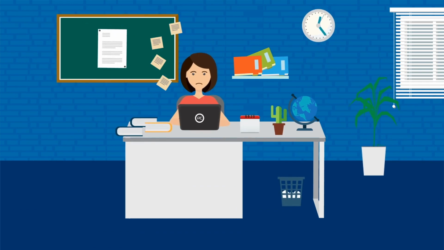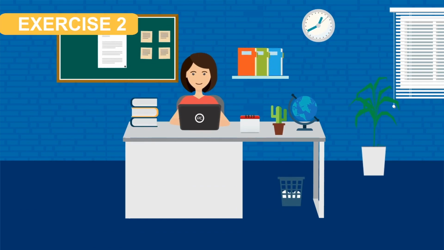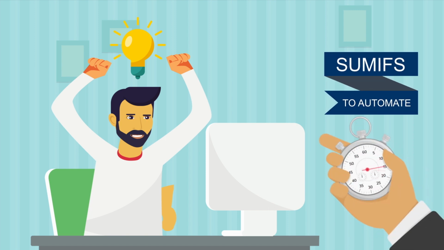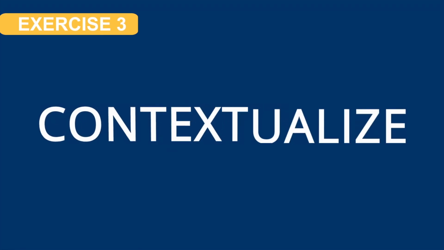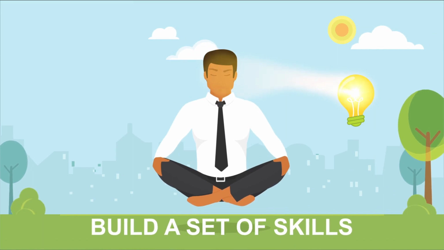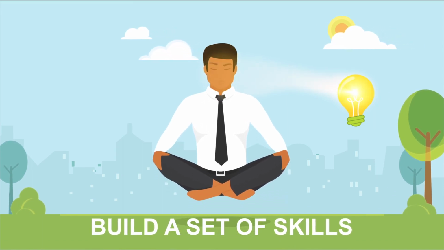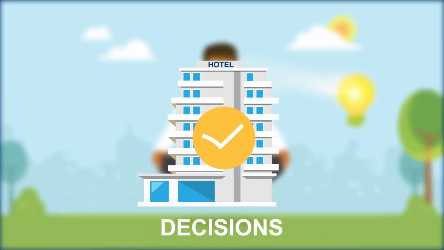In exercise 1, you started this process by organizing data so that we can understand it. In exercise 2, you then discovered that you can make this whole process even more efficient by automating it with Excel. And finally, in exercise 3, you learned how to take this organized data, contextualize it, and then create some meaning out of it. These exercises are helping you build a set of skills. And this is going to set us up for the future modules where we can then arrive at the actual decisions to get this hotel back on track.